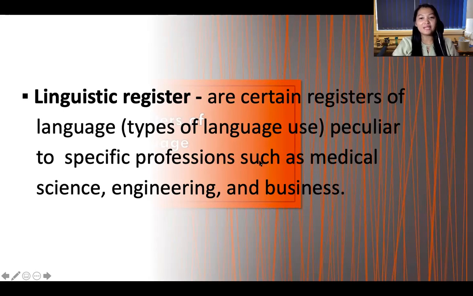It means that the language that you use in science is different from the language that you use in business. And for each of these fields, we have certain registers that we use.